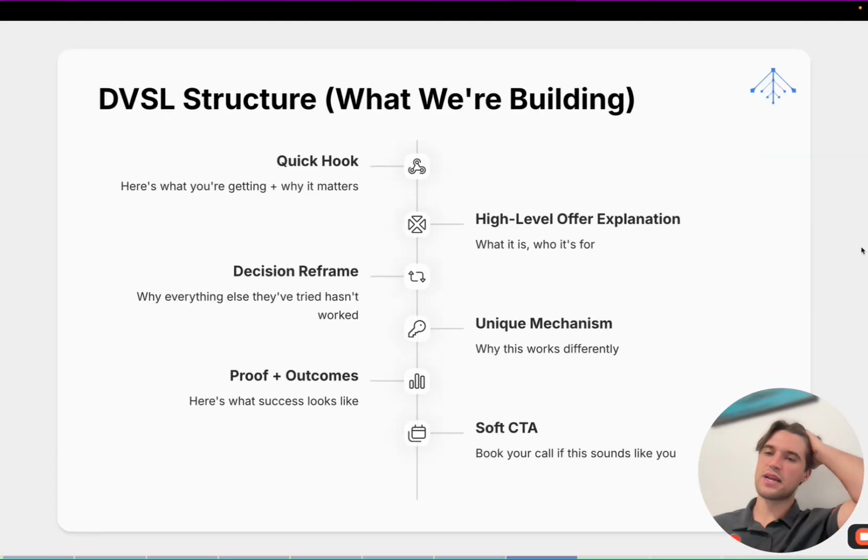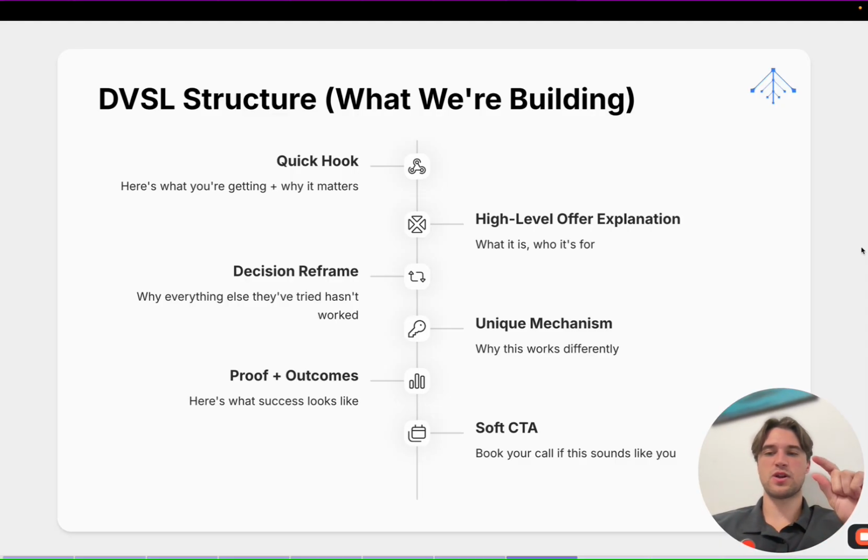So to give you a breakdown of what the structure actually looks like and what we're building in that video, first, it's going to be a quick hook. Here's what you're getting and why it matters. So then it's kind of like your high level promise. And then you go into your high level offer explanation. So what it is, how it works, who it's for. And then you get into what's called the decision reframe. This is where you're really going to get people from education to buyer's mindset. This one piece right here.